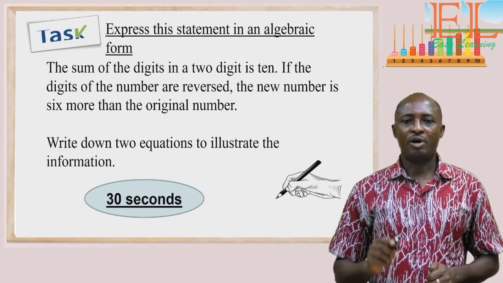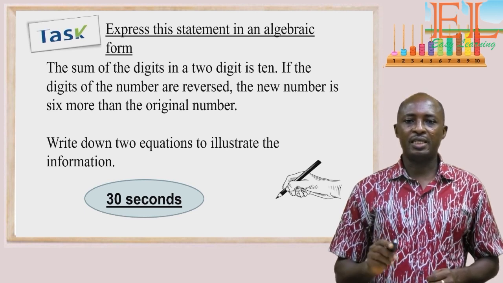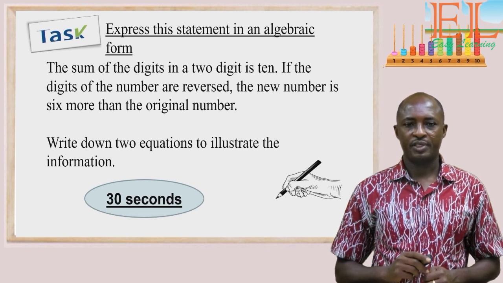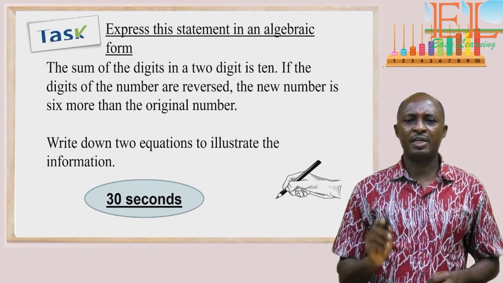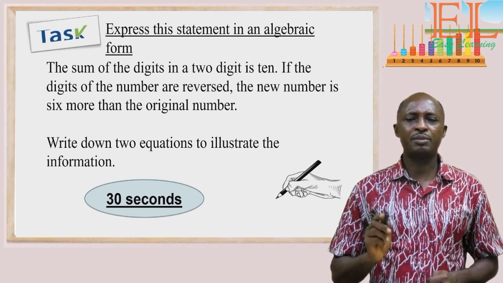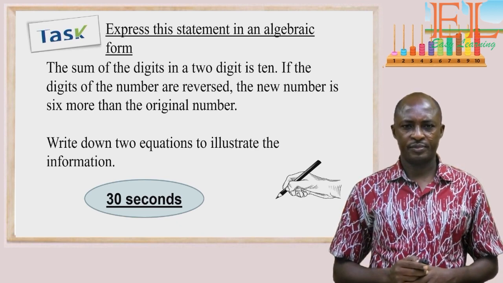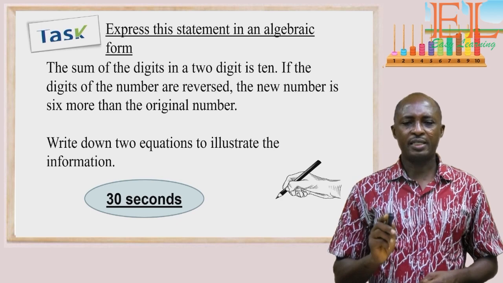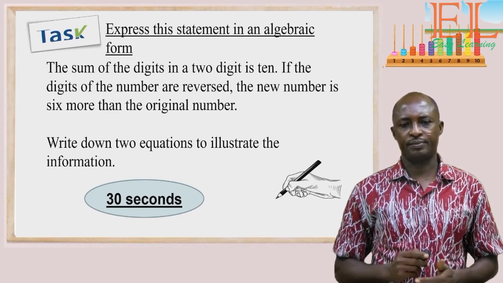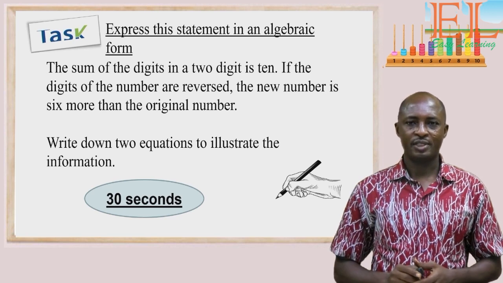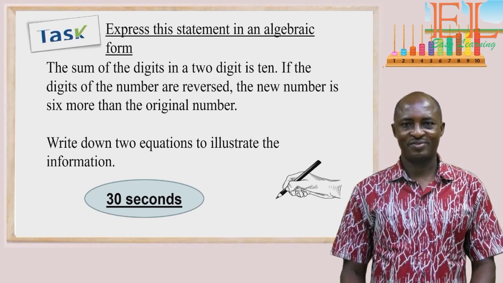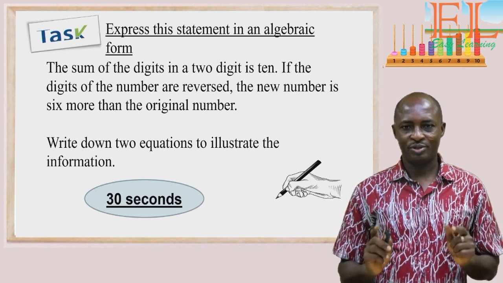The sum of the digits in a 2-digit number is 10. If the digits of the number are reversed, the new number is 6 more than the original. Write down 2 equations to illustrate the information. So this task, I'll give you 30 seconds. I know you can do it.